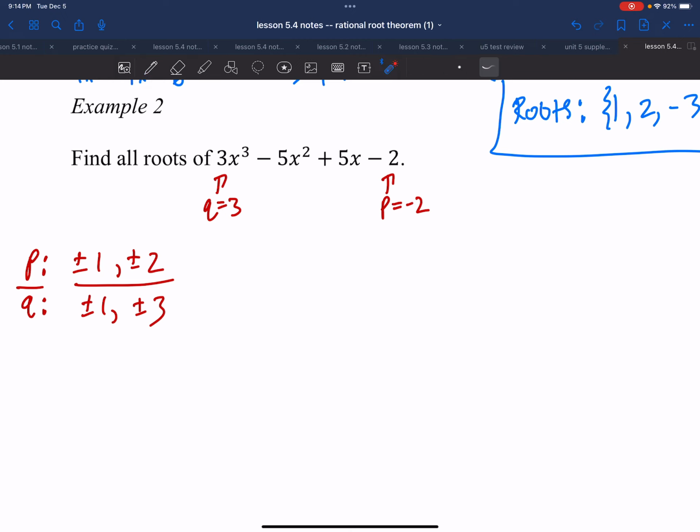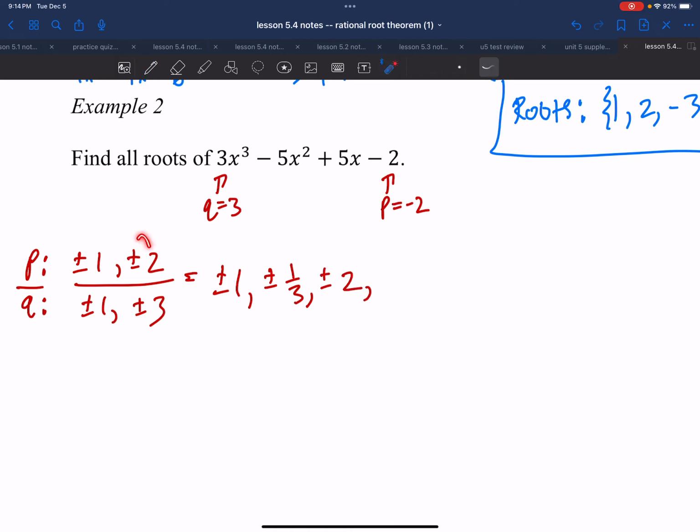But now what you're going to do is look at the ratio of all of these. So 1 over 1, 1 over 3, 2 over 1, 2 over 3. That's what I meant to say. Sorry. So you see 1 over 1, well, that's just 1. Then 1 over 3 is 1/3. And then 2 over 1 is just 2.